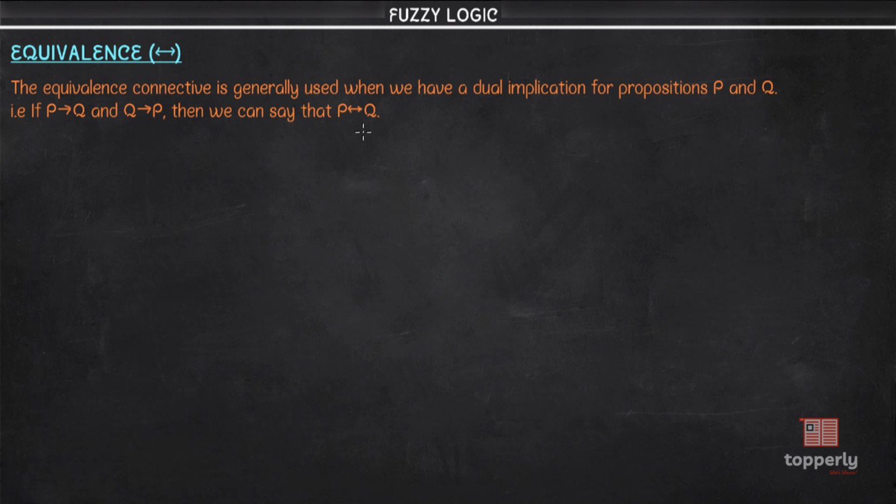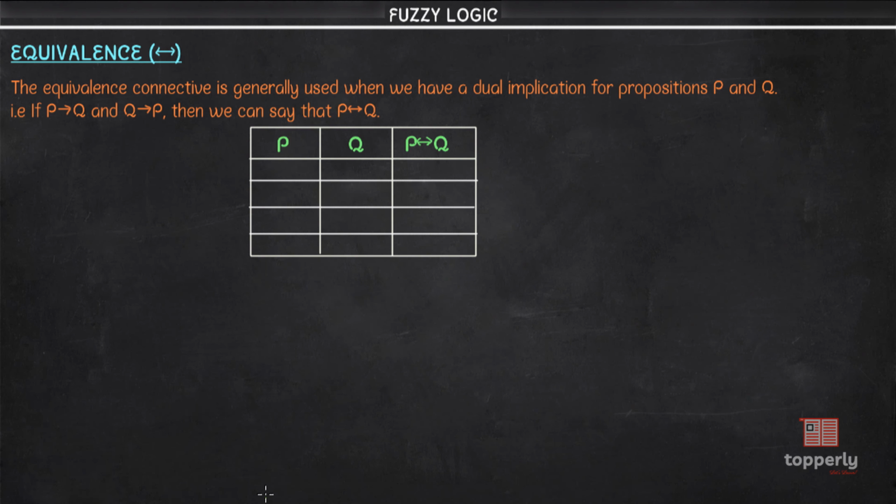That is, if both P and Q are false or both are true, then the compound proposition will be true. So as per the truth table, again we'll put true, true, false, false, true, false, true and false. And as I've said earlier, if both P and Q are true or if both P and Q are false, then only the equivalence connective will be true.